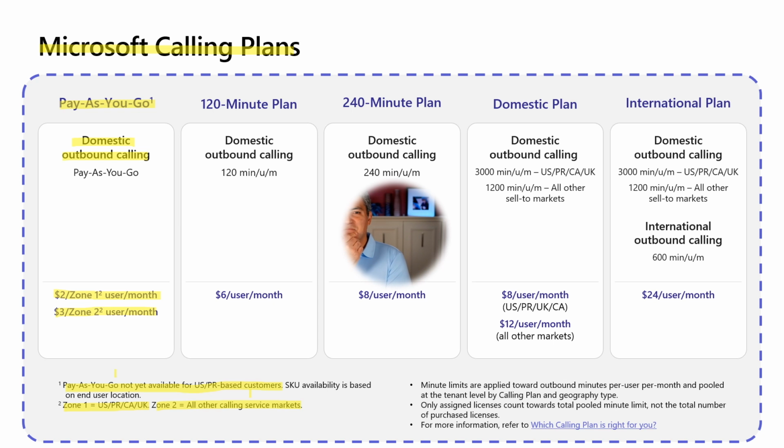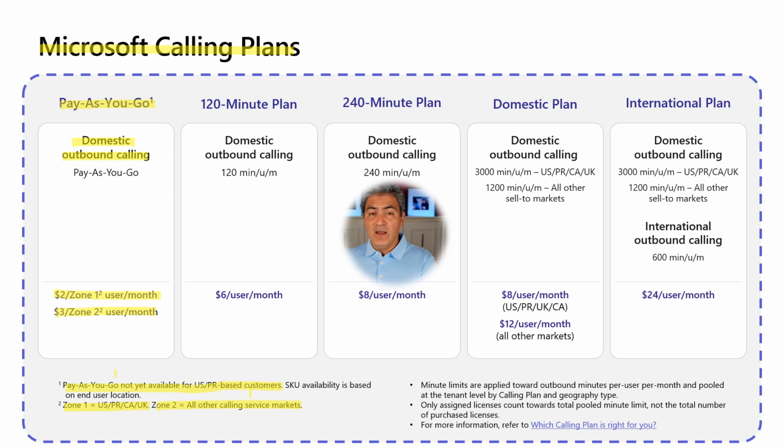And you're probably thinking, didn't you just say it's not available in US and Puerto Rico? So why is zone 1 that? Yeah, it's very confusing and I'm going to try to clear that up for you. Basically, if your tenant is based out of a country like, let's say, London, England, and you have some users in the US, because you're like a British company and you have some users in the US, you can actually assign a pay-as-you-go domestic calling plan to those users in the US because your tenant is not based in the US or Puerto Rico.